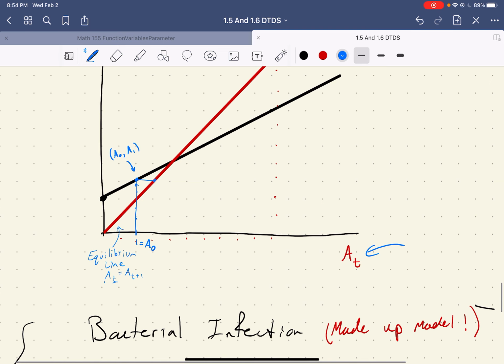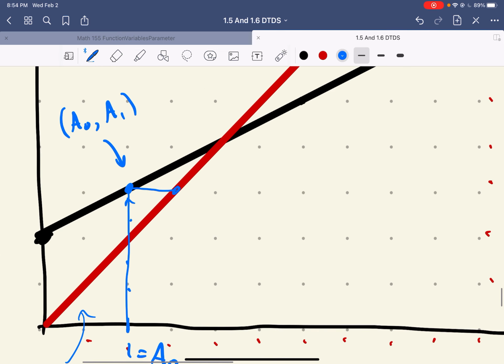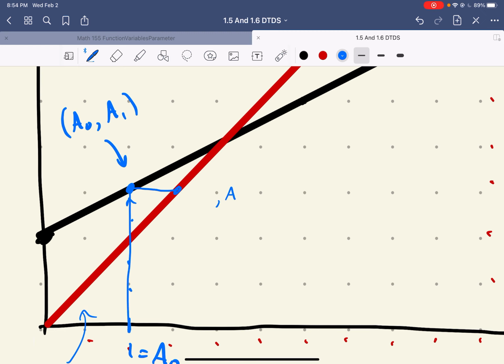Okay, back to cobwebbing. So cobwebbing, I move horizontally. And when I move horizontally, that means I fix a y value. So here we are. My y value is fixed, which means my y value is unchanged. It's a1. But I'm sitting here on the line y equals x, which means my x value has to equal my y value, so it's also a1.